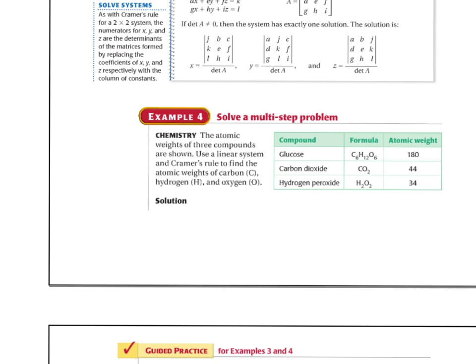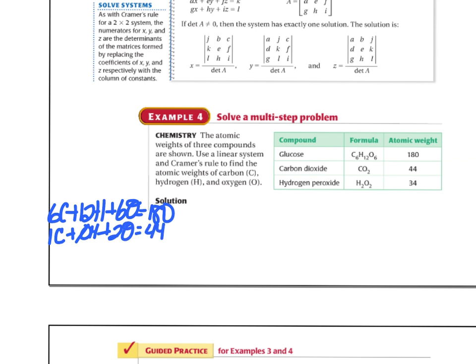So for glucose, you can see that it is made up of 6 carbon atoms, 12 hydrogen atoms, and 6 oxygen atoms, which gives us a system of equations 6C plus 12H plus 6 oxygen, and that atomic weight is 180. So there's your first equation. Your second equation comes from carbon dioxide. You have 1 carbon, you don't have any hydrogen, and then you have 2 oxygen, and that atomic weight is 44.